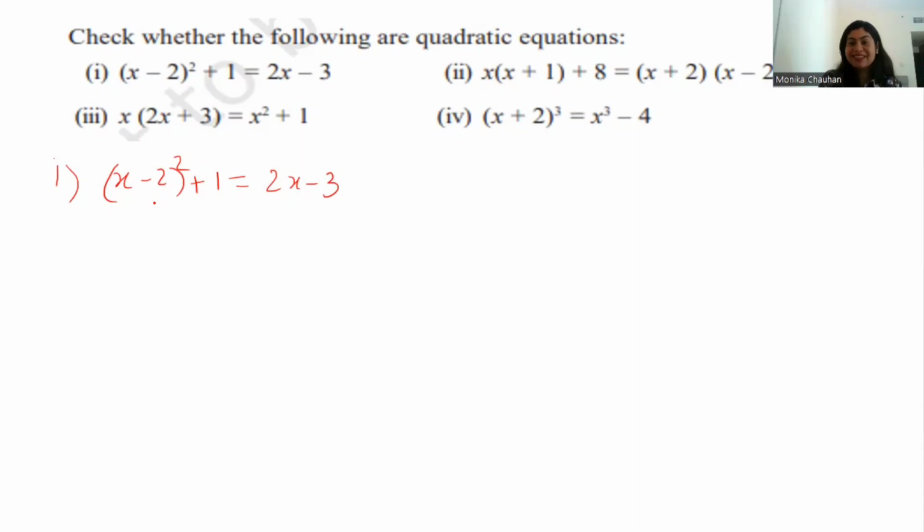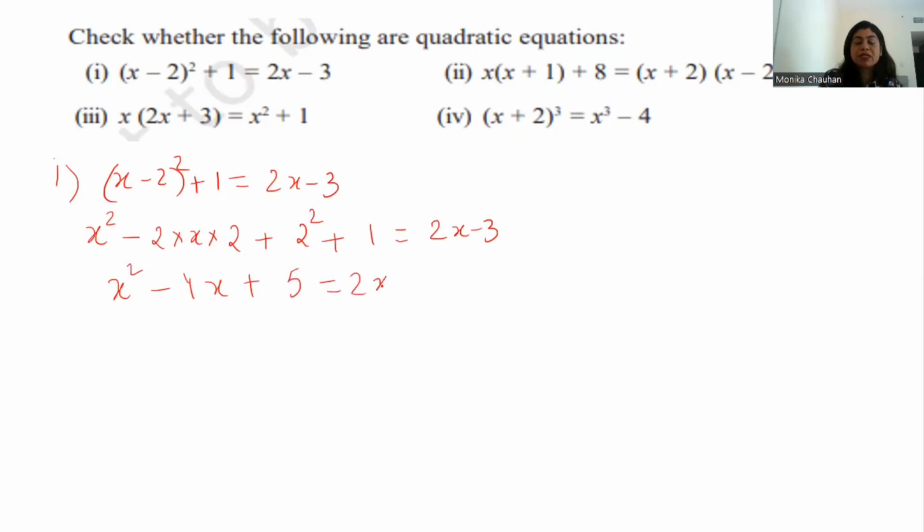So (a minus b) whole square is a square plus b square minus 2ab, or a square minus 2ab plus b square, whichever way you have remembered it. Both are correct. So in place of a we have x. So x square minus 2ab, which is minus 2 into x into 2, then again plus b square, which is 2 square. Then we have plus 1 equal to 2x minus 3. What do we get? So x square minus 4x plus 4 plus 1, which is 5, equal to 2x minus 3.